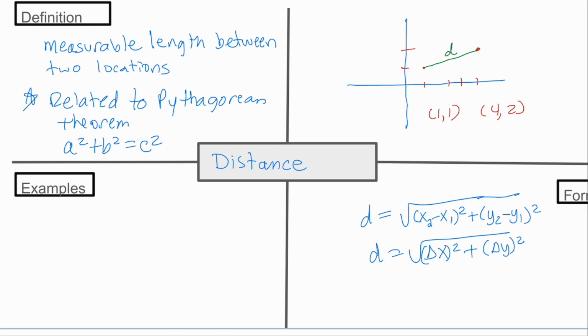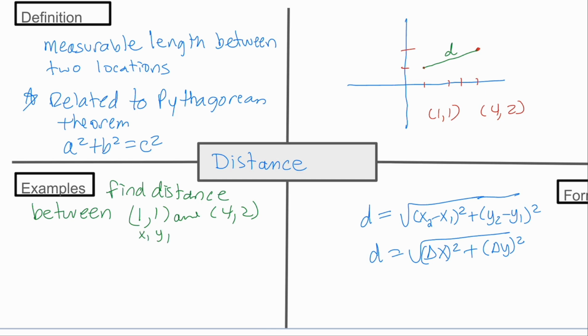And then in the example spot, let's just find the distance between 1, 1 and 4, 2. So we're going to label the points. I like to go from left to right, making our leftmost point the x1, y1, and our rightmost point x2, y2. It's not really important right now, but it's helpful for thinking of domain and other things. So let's just get in that habit.